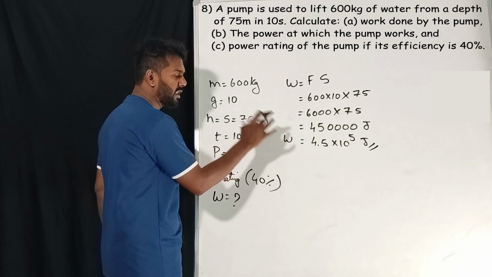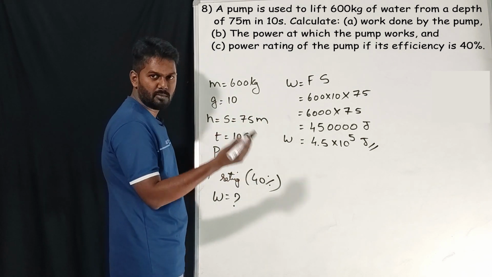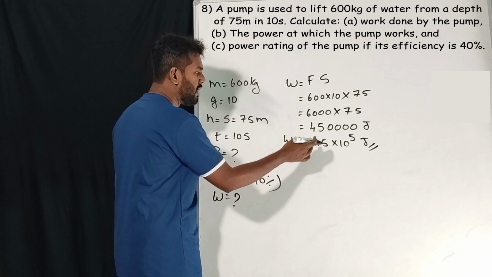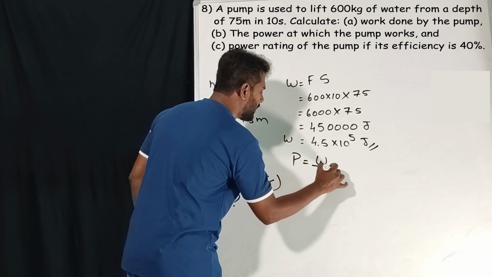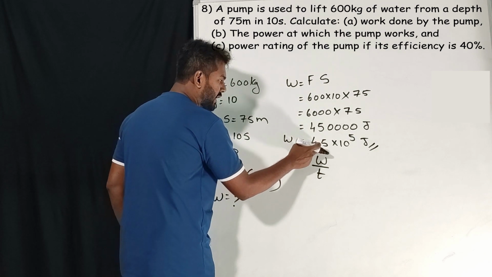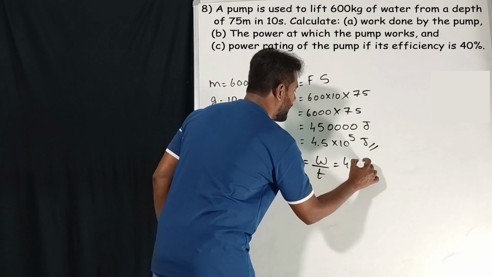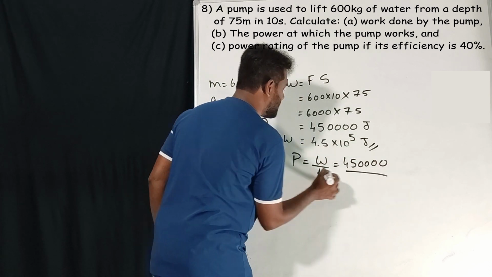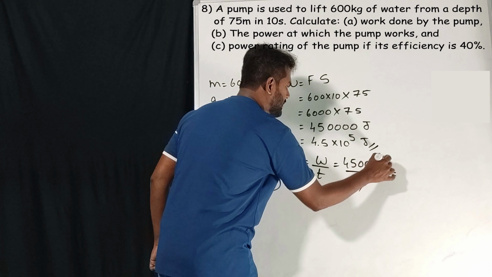So once you find the value of work done, what we have to do? Write the conclusion. Work done by the machine or a person, anything, is this answer. Then we will find power. Power is equal to work done by time. So if you get confused with this one, you can use this one also. Both are same. 450000. What is the time value they have given? 10 seconds. 10. So 1010.